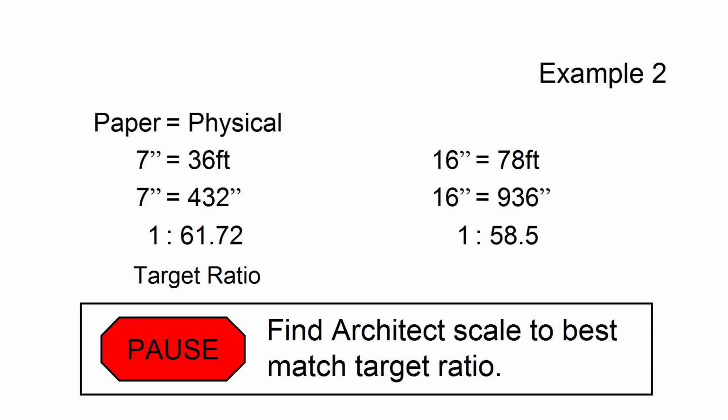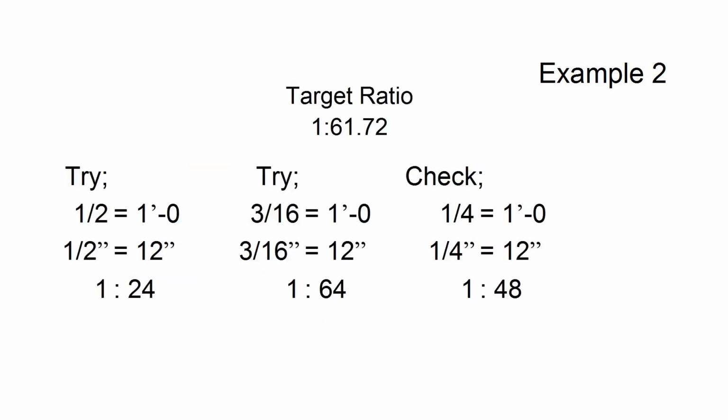Here are some attempts that may have been tried. 1/2 inch equals a foot with a ratio of 1 to 24. 3/16 inch equals 1 foot with a ratio of 1 to 64. And 1/4 inch equals 1 foot, a ratio of 1 to 48.